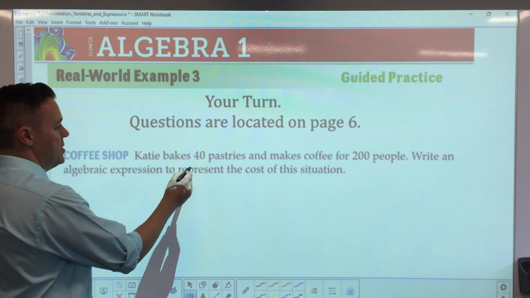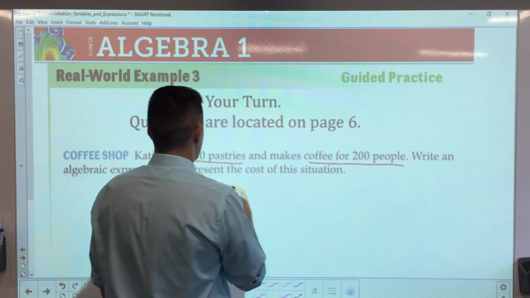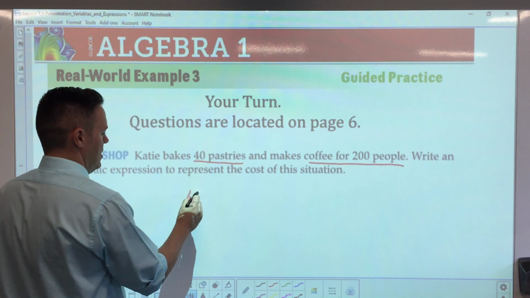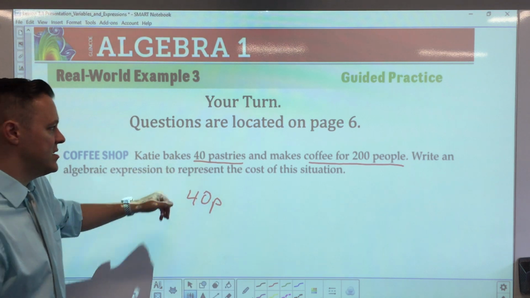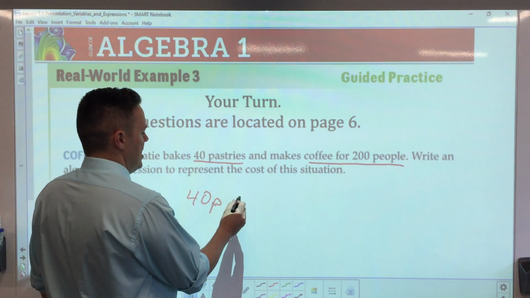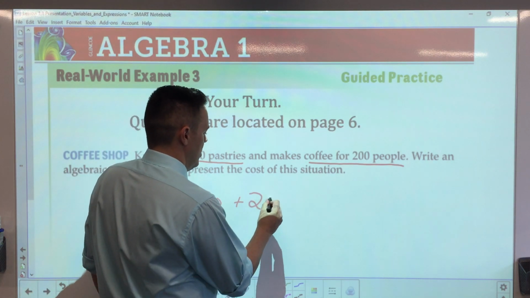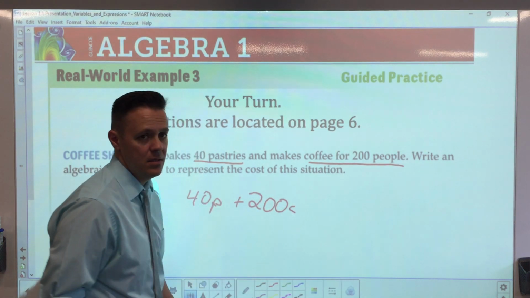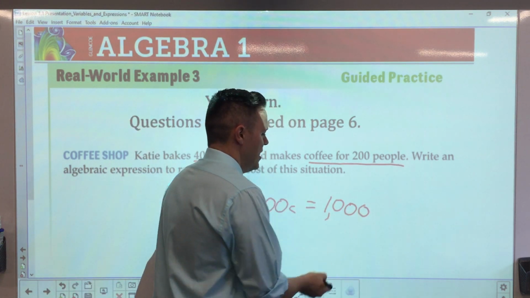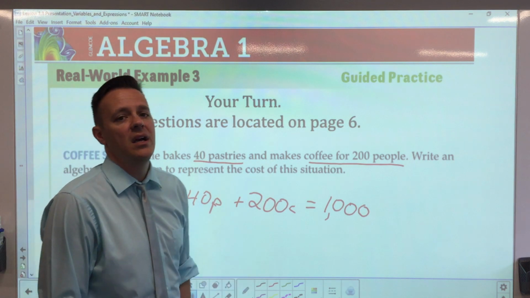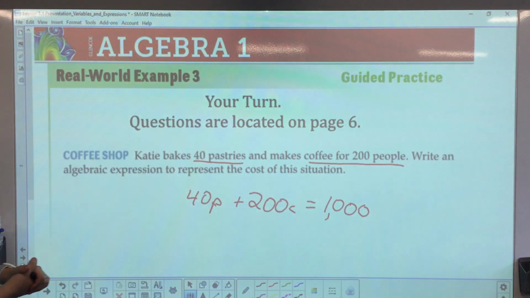All right, Katie bakes 40 pastries, and she makes coffee for 200 people. So I would go with 40p and write an algebraic expression to represent the cost of this situation. So she had this, and then you're going to add into the cost of making coffee 200, I'll just say C. Okay, and then if her total cost was $1,000, could you figure this problem out? Yes, you could. Okay, so I want to make sure you guys understand that concept. So there we go.